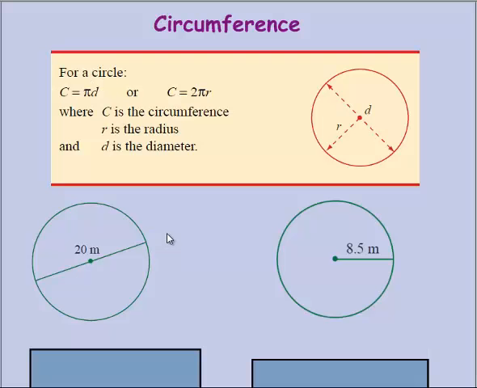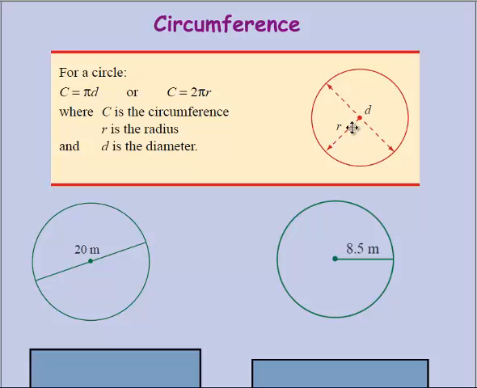Okay, stepping it up again, we have circumference. Now circumference is just another word for perimeter of a circle. It's the length around the outside of a circle, and there's two ways we can work it out. The most basic way is that you get pi and you multiply it by the diameter. Now remember, the diameter goes from one end of a circle through the center and straight out to the other side of the circle.